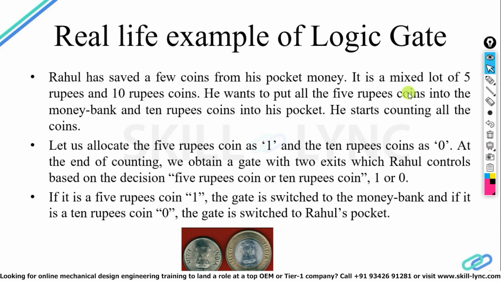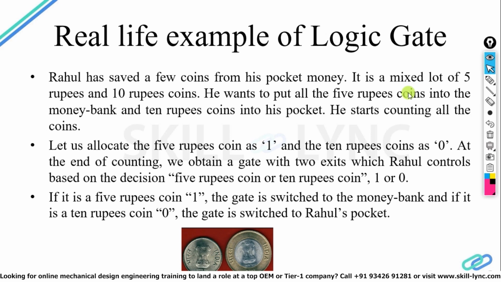So he starts counting all the coins. Because he has two kinds of coins, 5 rupee and 10 rupee, he has given the values 1 to the 5 rupee and 0 to the 10 rupee. At last we obtain a gate which Rahul controls based on the decision, 5 rupee or 10 rupee, meaning 0 or 1. What Rahul is doing is segregating the money, 5 rupee coins in the piggy bank and 10 rupee coins in his pocket. So he allocated bit 1 to the 5 rupee and 0 to the 10 rupee. So now he has some sort of table, 0 1 0 1 0 1.